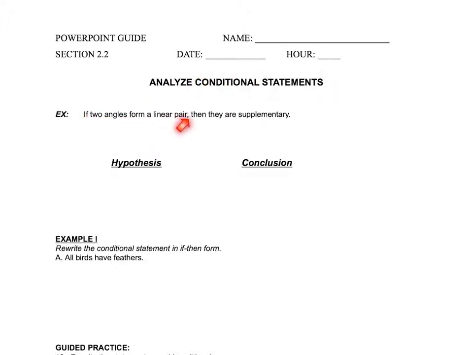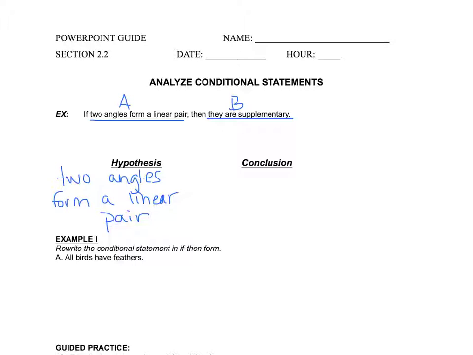If two angles form a linear pair, then they are supplementary. So it's conditional because it has if and then. We need to figure out our hypothesis and our conclusion. So this part right here, that's our A, that's our hypothesis. So two angles form a linear pair. That's our hypothesis. And then our conclusion is this part right here. That's our B, our conclusion. They are supplementary. So this is just intended to make sure you can pick out what's the hypothesis, what's the conclusion. Hypothesis comes after the if, the conclusion comes after the then.